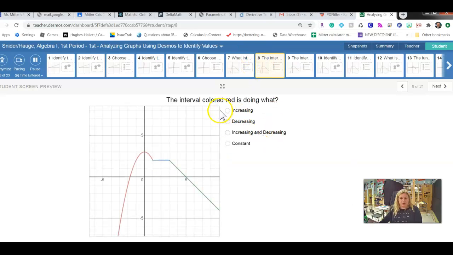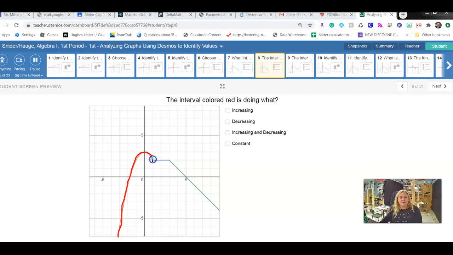Slide 8. The interval colored red is doing what? So here, again, be very careful. A lot of wrong answers on here because I think we're not paying close attention. This is increasing, right? It's going up, it's going up, it's going up, up the roller coaster, boom, right here.